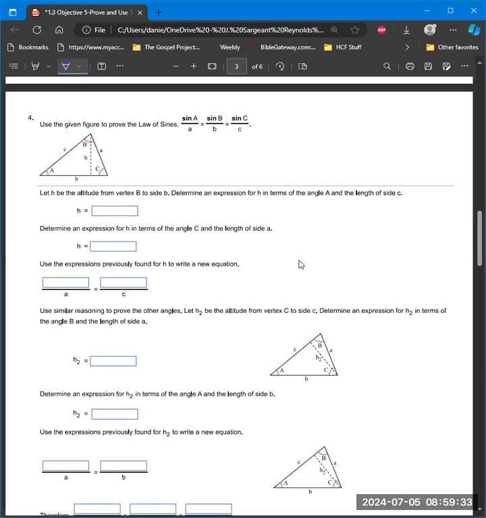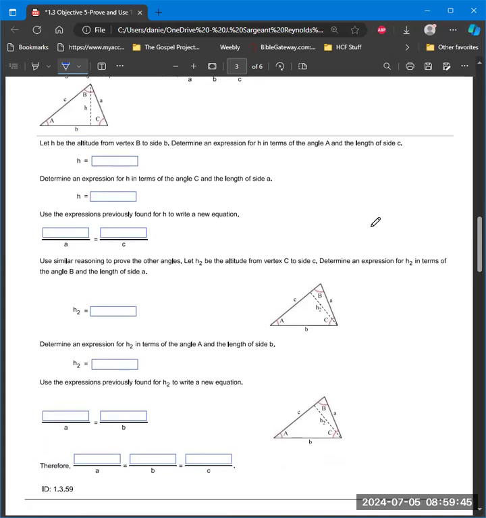Use the given figure below to prove the law of sines, that sine of angle A divided by side A equals sine of angle B over side B equals sine of angle C over side C. Let H be the altitude from vertex B to side B that's drawn in the picture here. Determine an expression for H in terms of angle A and the length of side C. That's going to be C times the sine of angle A.